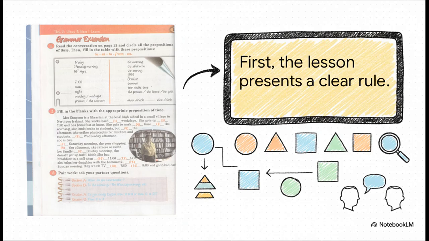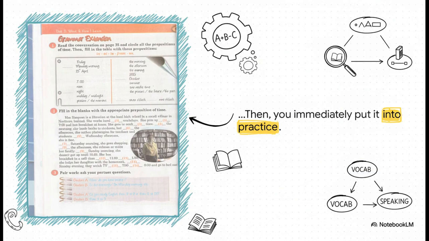The rule comes first, clear as day. And then, bam, right underneath it, you're asked to use it. No waiting around. You just learned the rule, and now you're putting it into practice. This immediate rule-to-practice loop is so important because it forges that connection between knowing something and actually being able to use it. It helps lock it in.